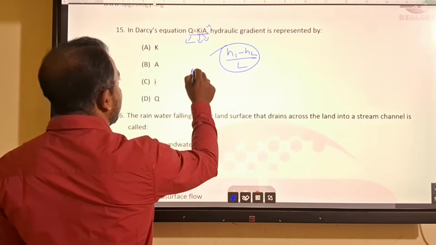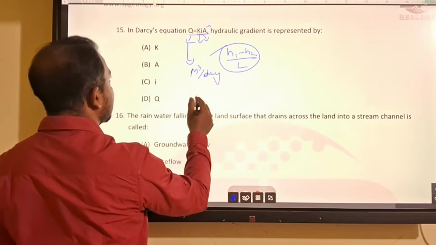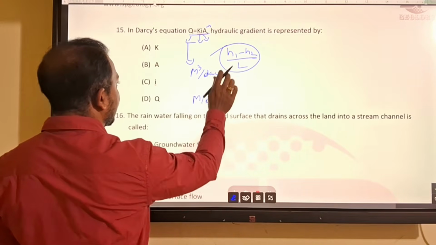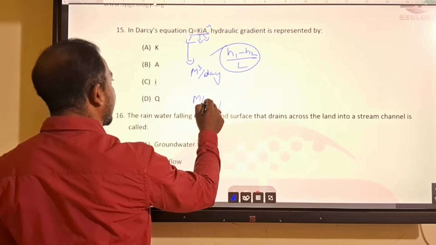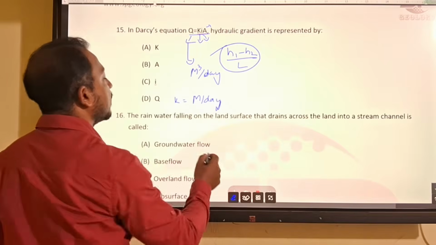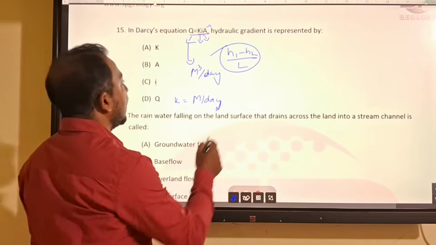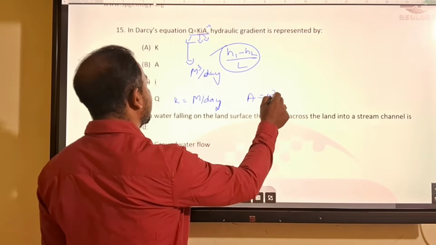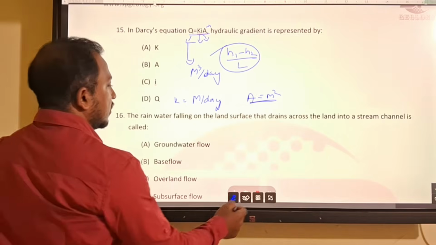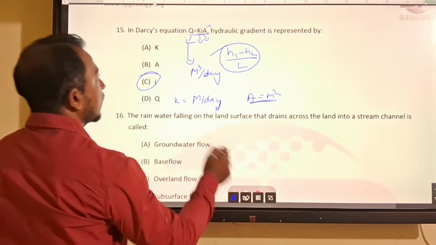Q has a unit of meter cube per day, that is the unit of discharge. K is meter per day, the unit of K. I doesn't have any unit, it is a dimensionless quantity. And A is area, meter square. So the answer will be I.